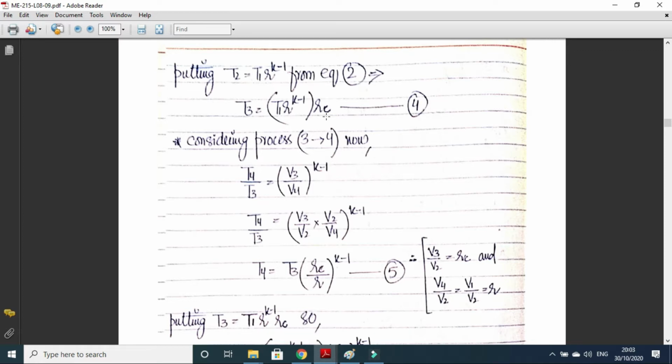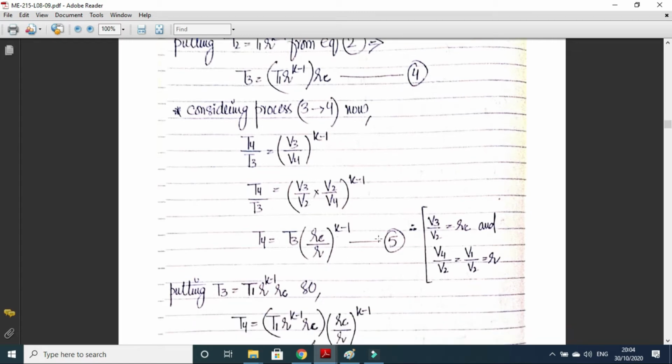Now we can apply the isentropic relation on process 3 to 4. T4 upon T3 will be equal to V3 upon V4 to the power k minus 1. Now V3 upon V4 can be written as V3 upon V2 multiplied by V2 upon V4. So we have multiplied and divided by V2. V3 upon V2 is Rc. V2 upon V4, V4 is V1. V2 upon V1 is actually the inverse of the compression ratio. So 1 upon R.